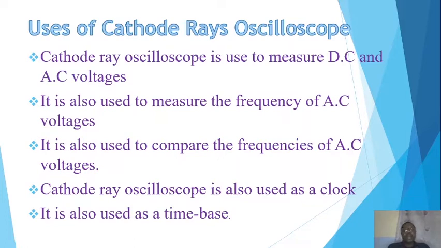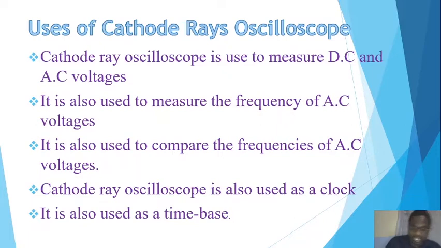When you want to determine the current and voltage pattern in an electronic circuit, the best appliance we can use is the cathode ray oscilloscope. It measures the pattern of the current flowing, thereby determining the smoothness or roughness of the voltage. So even in voltage regulation, like stabilization, we use the cathode ray oscilloscope to study the system.